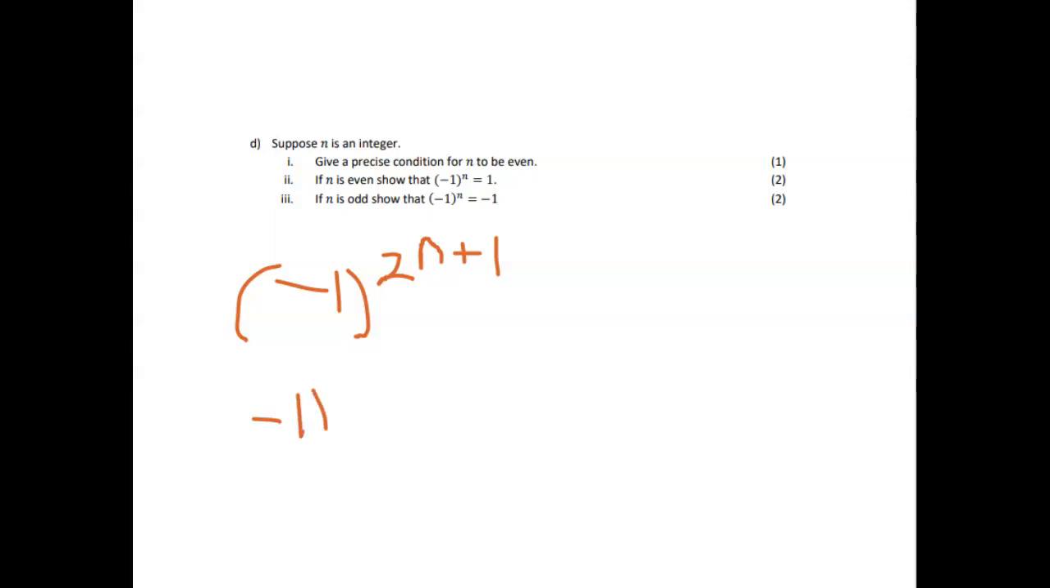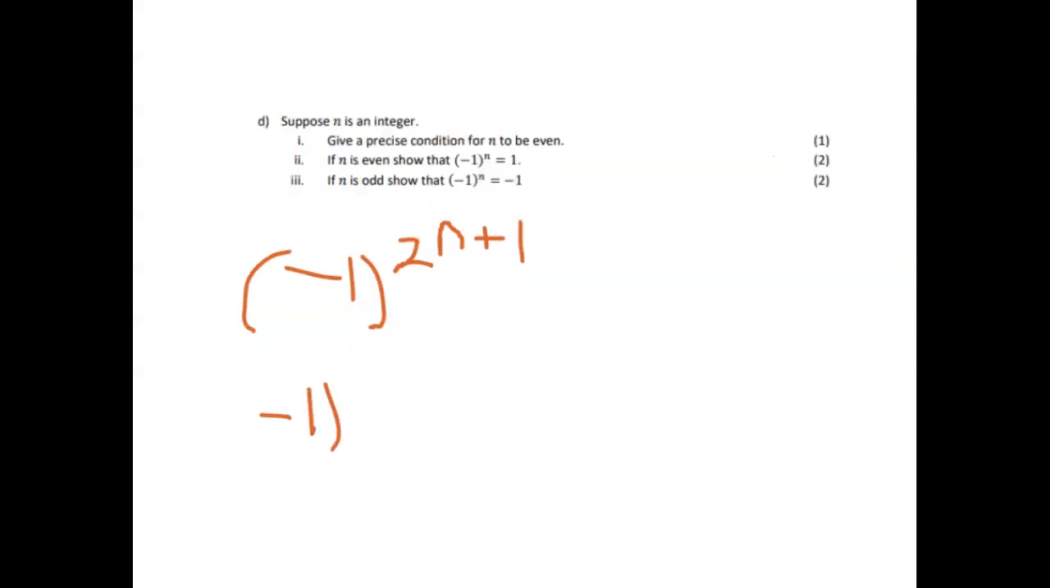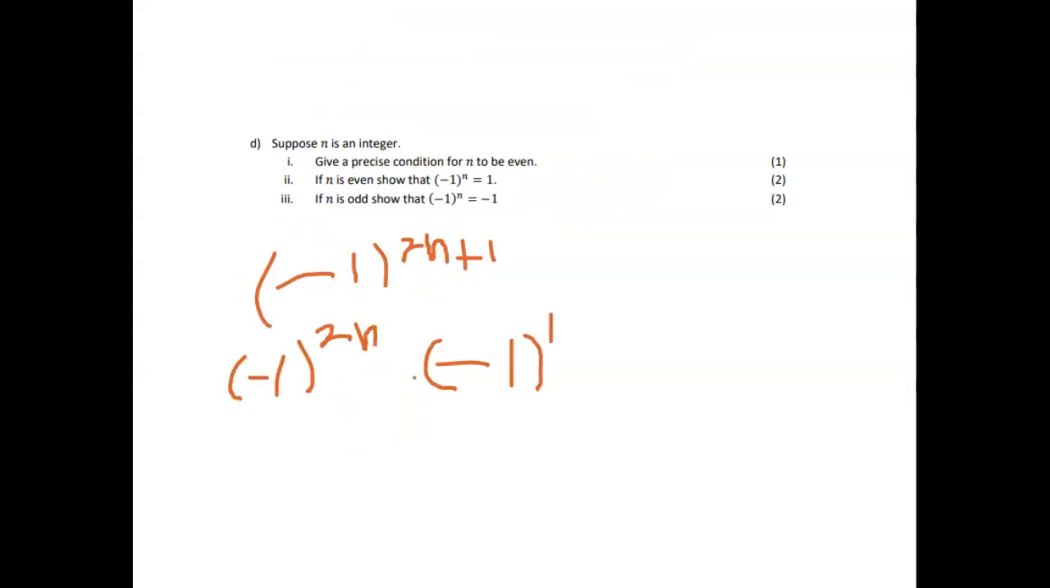Minus 1 to the power of... wait, let me redraw that. Alright, so I just wrote it like this: minus 1 to the power of 2n times minus 1 to the power of 1. Because when you're multiplying exponents with the same base, you add them. So I'm just doing the reverse. Now, minus 1 to the power of 2n. We did this before where you put the 2 in there and put an n.